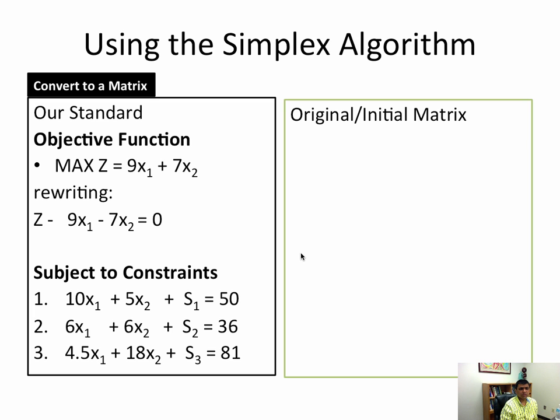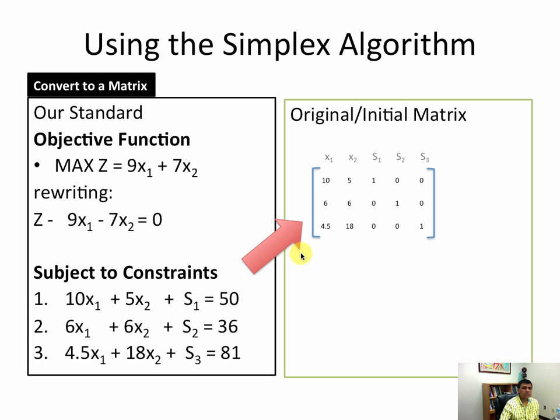Now what we will do is, first step, just like in the simplex method we converted it to a tabular form, in this case we will convert our problem into a matrix form. I am going to define a new matrix, and the matrix will have the coefficients of x1, x2, s1, s2, s3, which are the variables in my constraints.